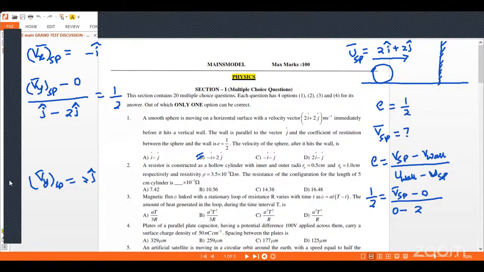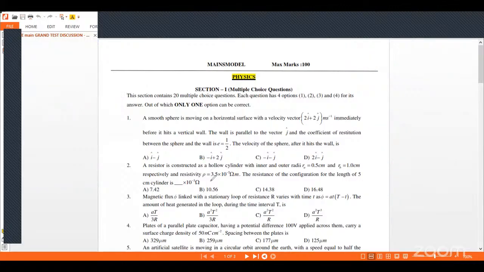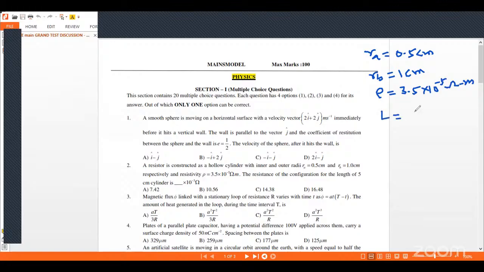Next question. A resistor is constructed as a hollow cylinder with inner radius 0.5 centimeter and outer radius 1 centimeter, and resistivity 3.5 into 10 power minus 5 ohm meter. The length of the configuration is 5 centimeter. We need to find the resistance.